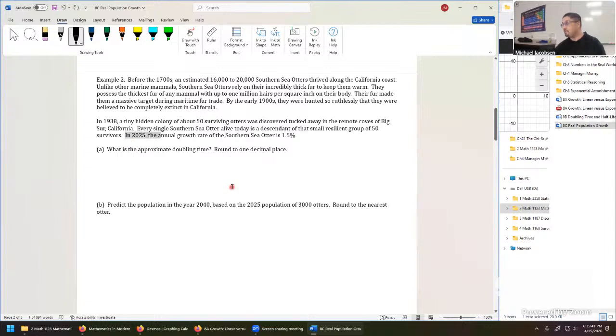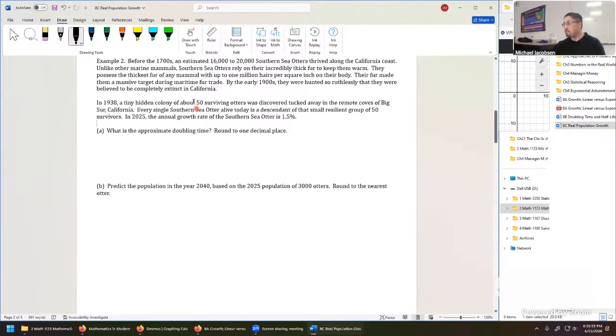Now, currently in the year 2025, the annual growth rate of that southern sea otter is a modest 1.5% approximately. So that's the context so far. We're looking into a species of sea otters that are coming back from a population size of 50, but we need to be really careful with this context. That 50, much like the last problem with Nigeria, is not necessarily going to be an initial value in the problem, because we're looking into the 2025 population size. Based on 2025 data, it's at about 3,000 otters. So it's not growing extremely rapidly, but it's growing.